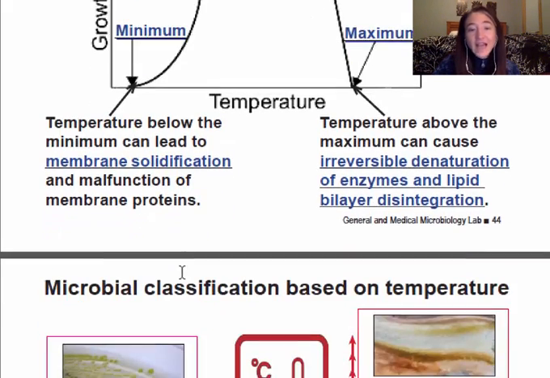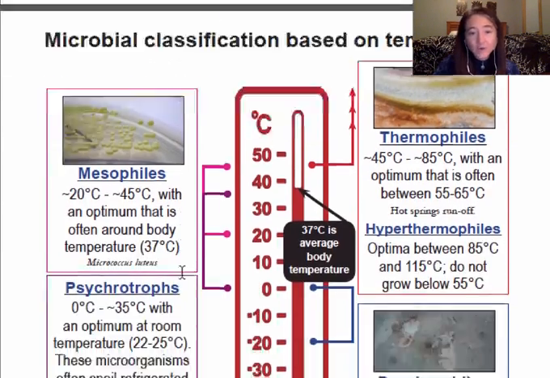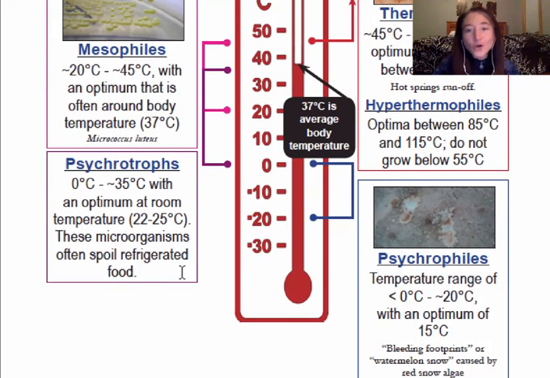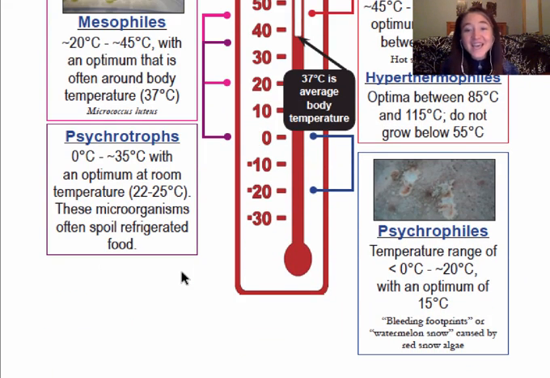Let's look at some of the classifications based upon temperature, and let's actually begin low. Let's start with what some of my TAs joke are the psychos out there, the psychrophiles, those that really love the low temperatures. Our snow microorganisms like temperatures of less than 0 degrees Celsius all the way to around 20 degrees Celsius with an optimum of maybe around 15 degrees Celsius. Now, the psychrophilic example that I'm giving here and showing a picture of is what we term bleeding footprints or watermelon snow.